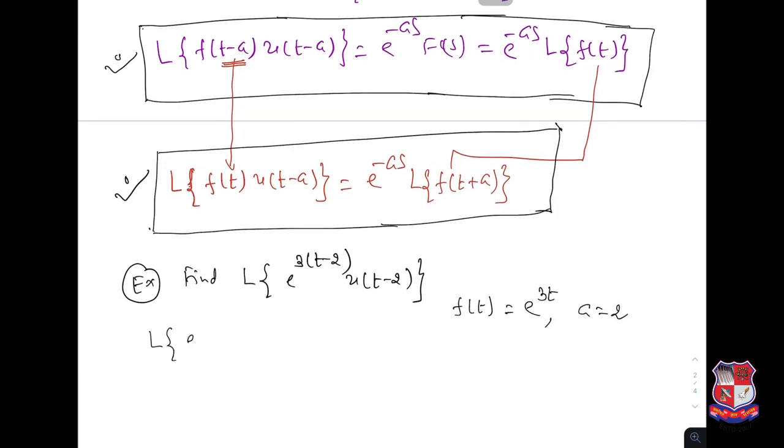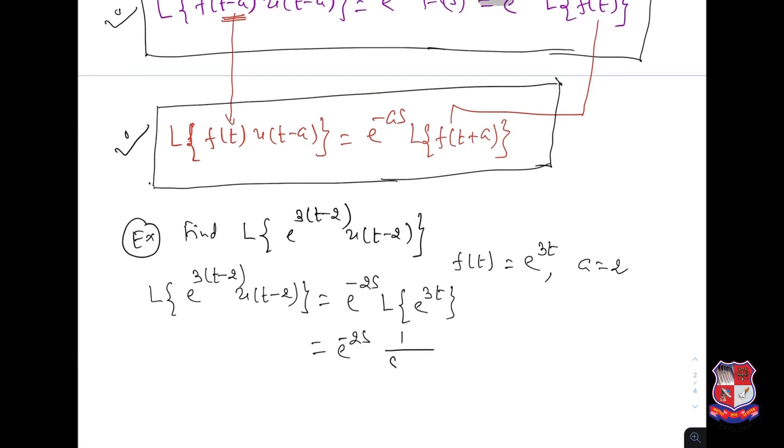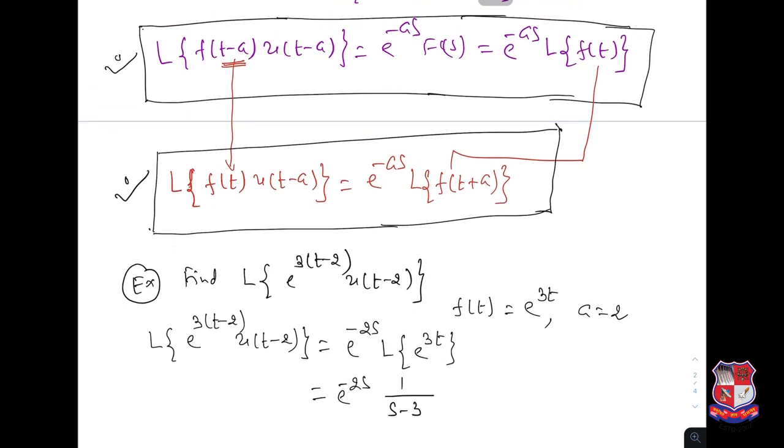Laplace transformation of e power 3t minus 2 u of t minus 2 is equal to e to the power minus as, and a is 2, so minus 2s, Laplace transformation of f of t. So Laplace transformation of e power 3t, and this is equal to e power minus 2s, 1 upon s minus 3. So that is the Laplace transformation by using the second shifting theorem.